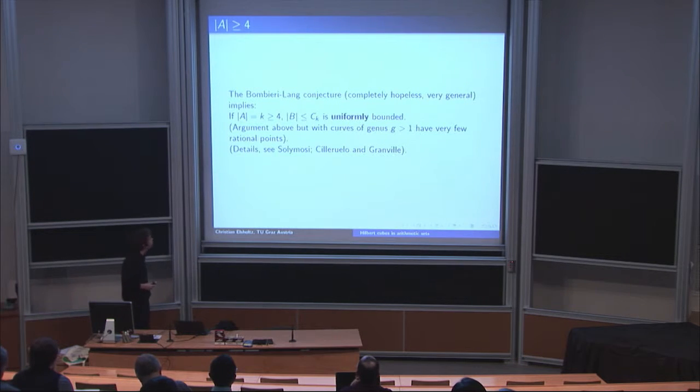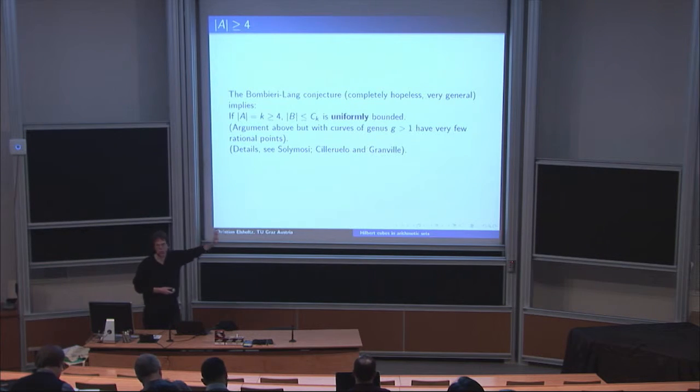So if A has size 4, the landscape changes, because a very strong conjecture by Bombieri and Lang implies, as a special case, that the set B is bounded in a stronger sense, just uniformly bounded. So if you fix the size of A, then there is a possibly large finite number, so that the size of B does not tend to infinity with a nicer set A, but is just uniformly bounded.